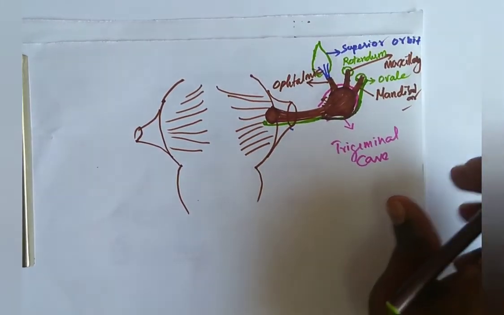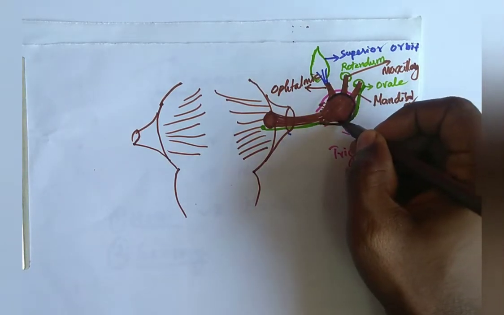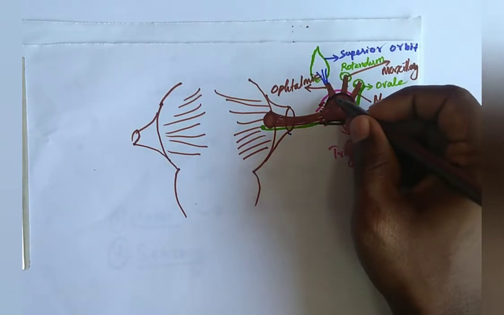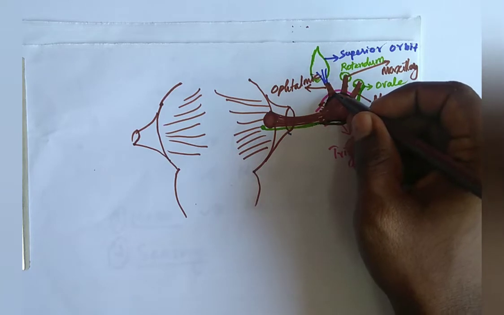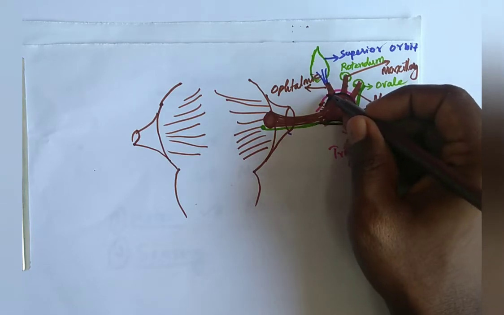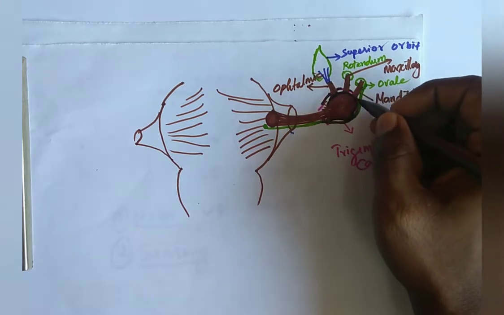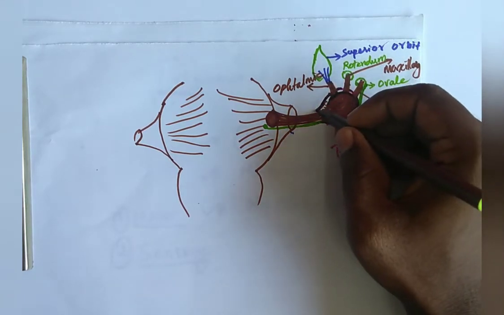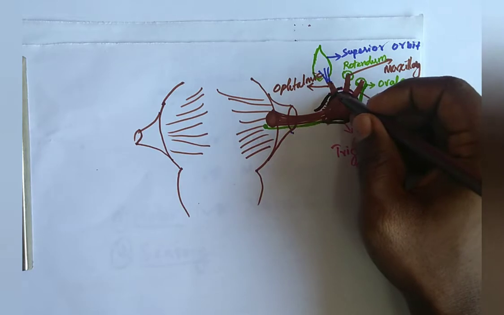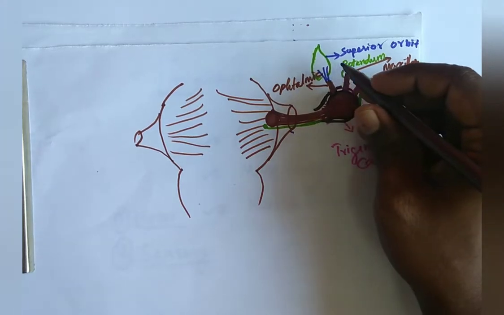You can see it is coming from the sensory trigeminal ganglion. It is purely sensory and it starts from the anteromedial aspect of the trigeminal ganglion. After piercing the trigeminal cave, which is formed by the dural fold covering the ganglion, it enters the superior orbital fissure.